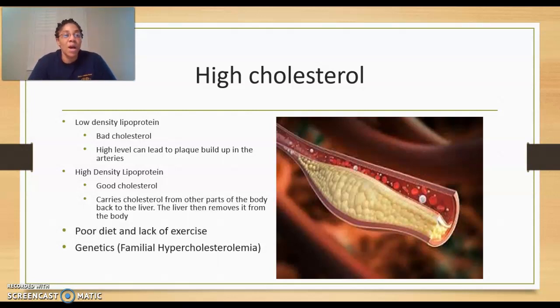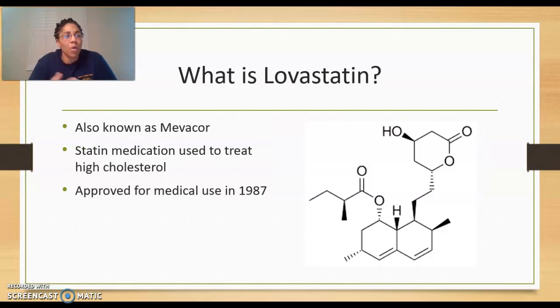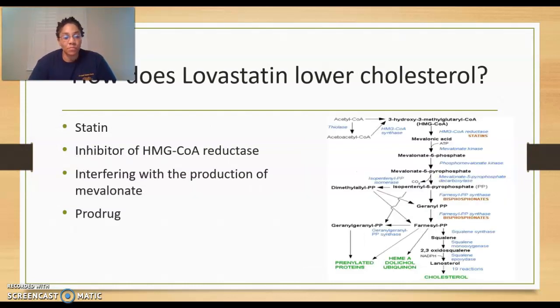So now we'll move on to how lovastatin can help with that process. But first, we'll talk about what lovastatin is. Lovastatin, also known as Mevacor, is a statin medication used to treat high cholesterol. It was approved for medical use in 1987. So how does lovastatin lower cholesterol? Like I stated, it's a statin. There are other statins out on the market, some that we would probably recognize, like Zocor and Crestor. All of their names end with statin.